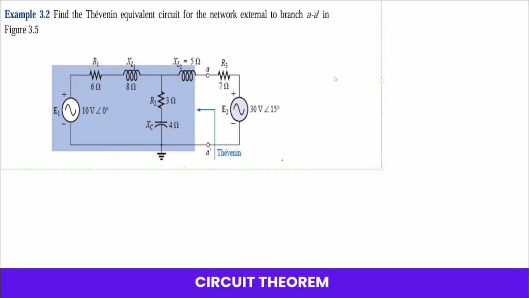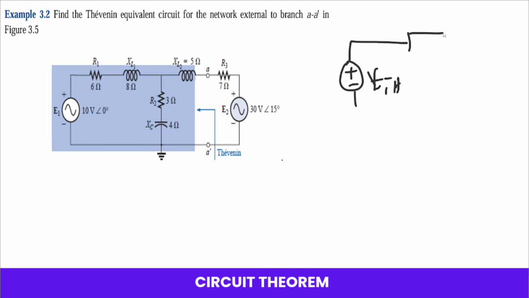We are always saying that the Thevenin's equivalent is represented in this form, where we have the Thevenin's voltage, we call it ETH, in series with ZTH, and then finally in series with another one, which is the load impedance. This is how the Thevenin's equivalent is being represented.